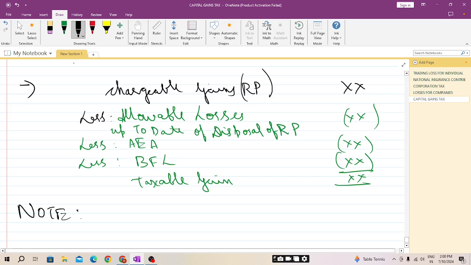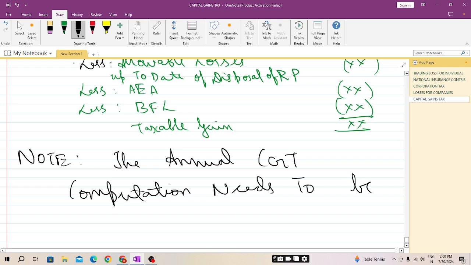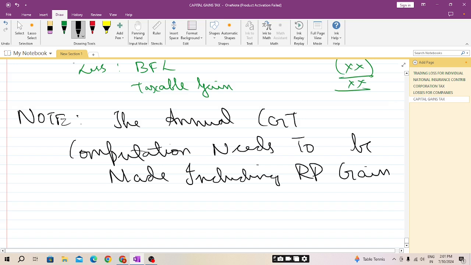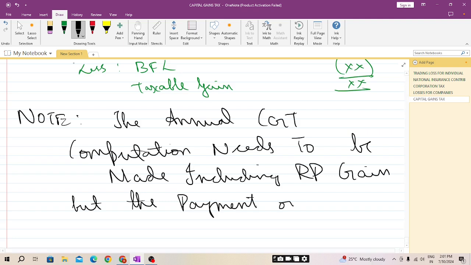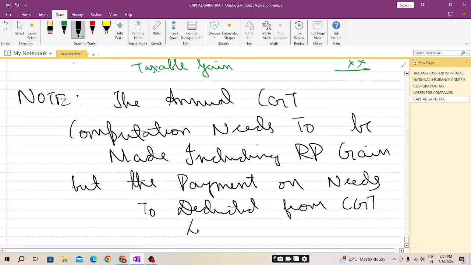Note the annual CGT computation needs to be made including the residential property gain, but the payment on account needs to be deducted from the CGT liability. I hope this is clear, student.